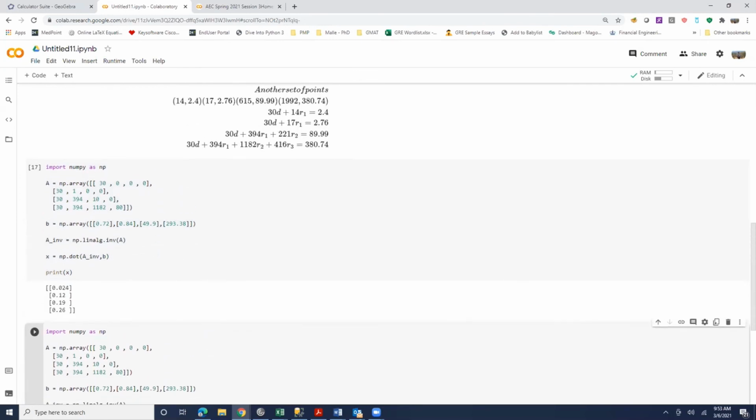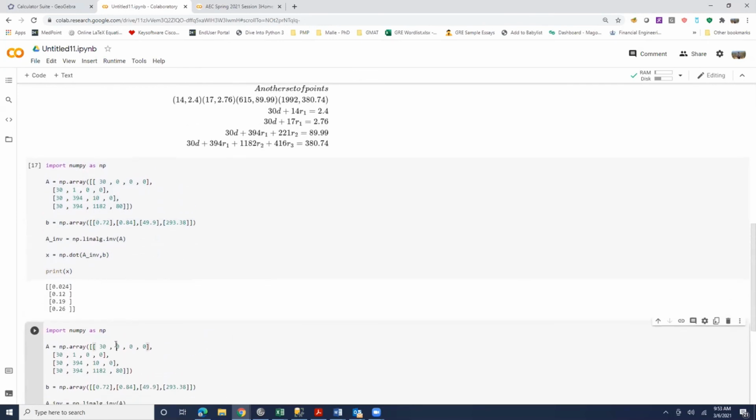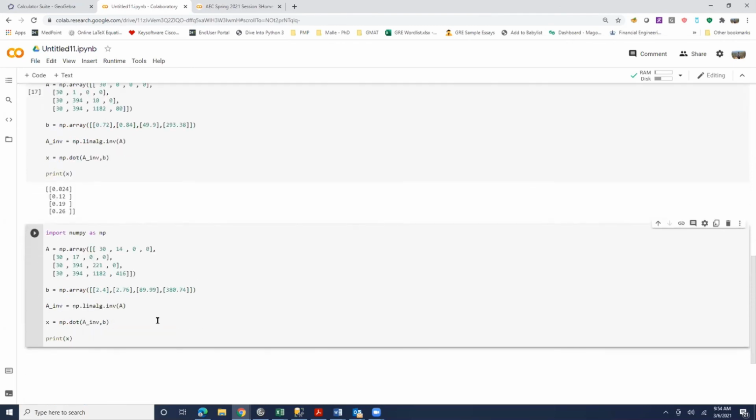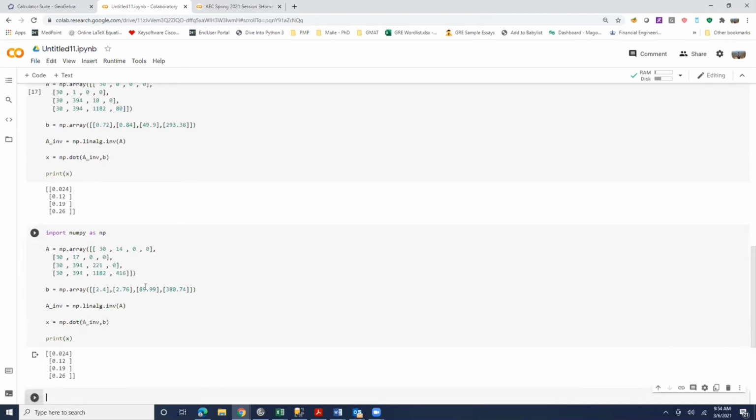Okay. So now let's try with the second set. The coefficients were 30, 14, 30, 17, 30, 394, 221, and 416. And the costs were 2.4, 2.76, 89.99, and 380.74. Okay, so let's try this one. So we got exactly the same solution, right?